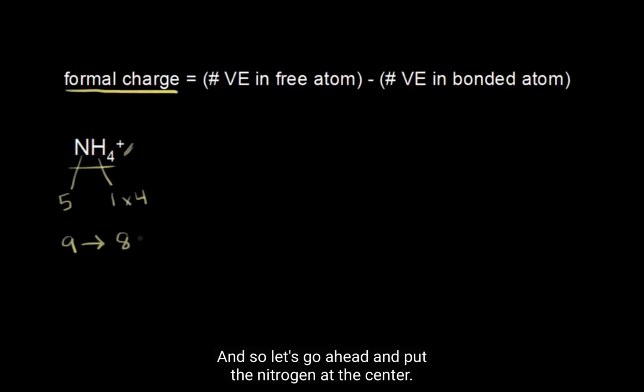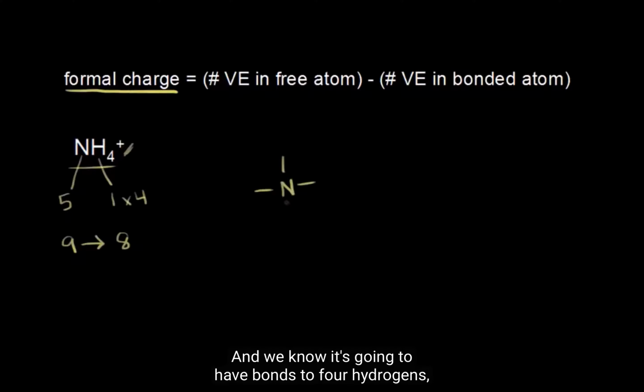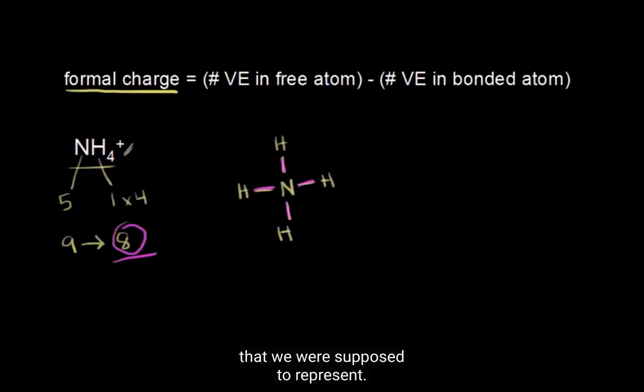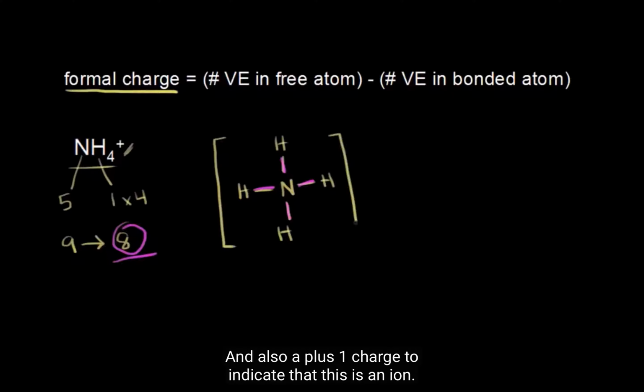And so let's go ahead and put the nitrogen at the center. Remember, we put the least electronegative atom at the center, except for hydrogen. So nitrogen is going to go in the center here, and we know it's going to have bonds to 4 hydrogens, so we go ahead and put in those hydrogens right here. And let's see how many valence electrons we've used up in our dot structure. 2, 4, 6, and 8. So that takes care of all 8 valence electrons that we were supposed to represent. So this is the dot structure. And I can go ahead and put some brackets around it here, and also a +1 charge to indicate that this is an ion. And so that's the dot structure for the ammonium cation here.